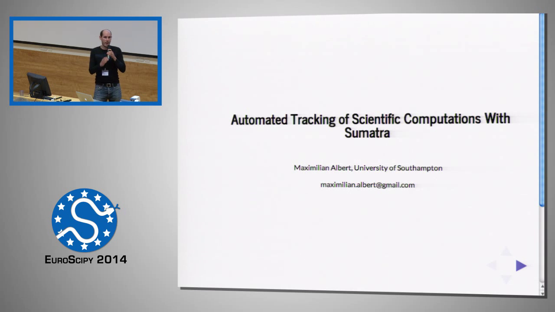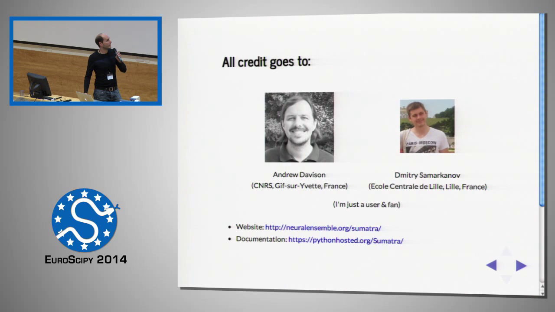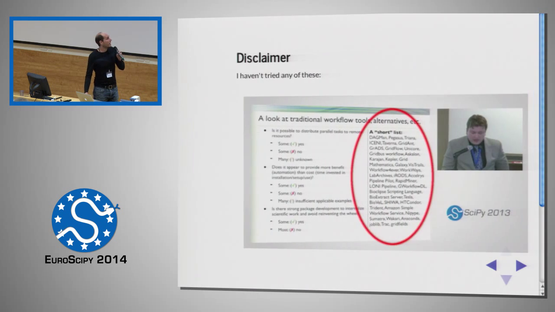Hi everyone, my name is Max. I'm from the University of Southampton, where I'm doing my PhD, but I'd like to talk about a tool which is actually not mine. It's called Sumatra, and I found it really useful in my work, and I think it's worth more people knowing about it. It basically helps you to keep track of your scientific computations, for parameter sweeps and generally stuff like that. Andrew Davison is the main author. He deserves all the credit. I'm just a user and a big fan because it's made my life a lot easier.